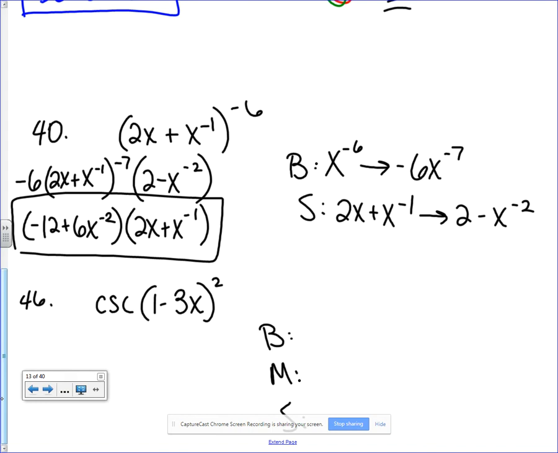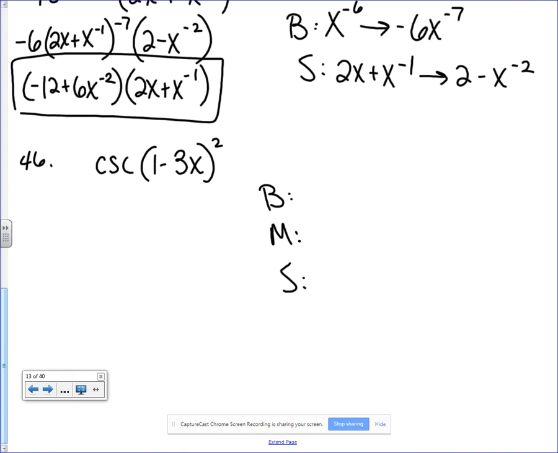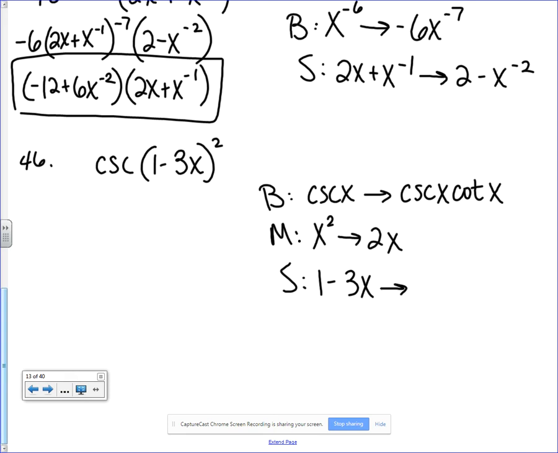All right, last one here. Let's do 46. Big function. Okay. Derivative of cosecant is something that you should have. Okay, that is cosecant, cotangent. My medium function is going to be, I'm sorry, my medium function is going to be x squared. And then my small function is going to be that.